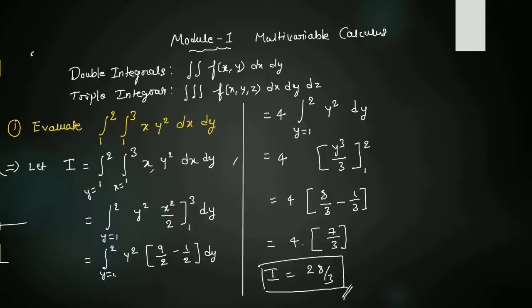Okay, and one more thing. What if the order is changed? If I write dy dx, what if the order is changed? Will the answer change? No, it won't change. If the constant limits are there and you change the order, the answer won't change. I think we explained this in the previous class. Okay, I'll clear this and go for the next problem.